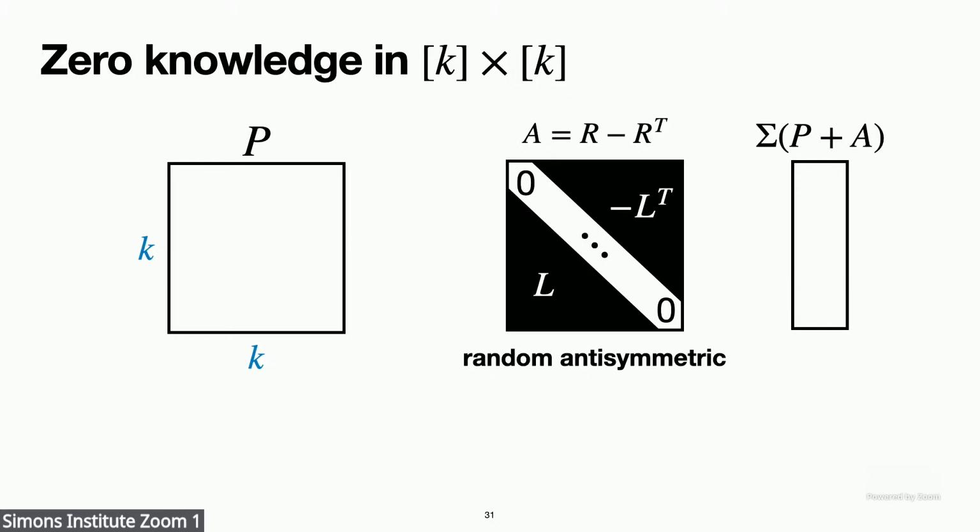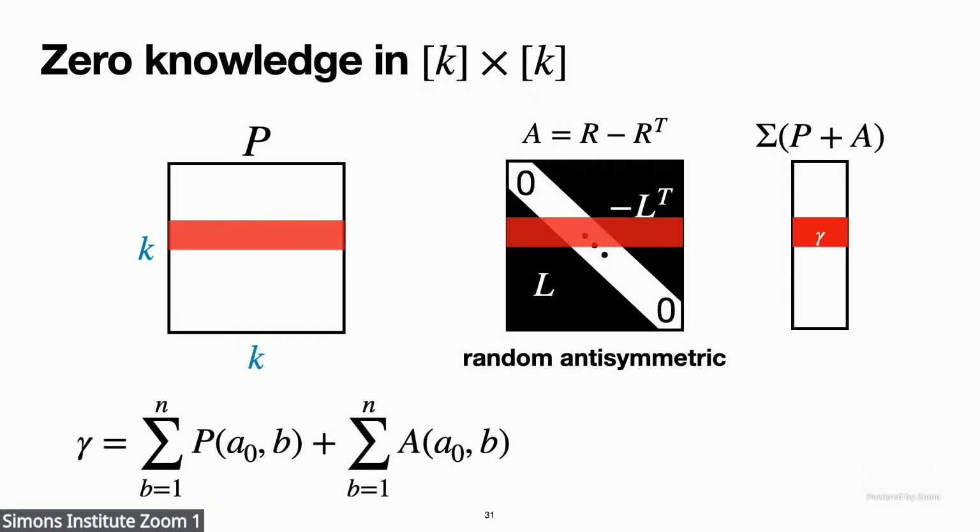I subtract the transpose of that matrix from itself, and I get a random antisymmetric matrix. So it's like some lower triangular L minus L transpose, with zeros on the diagonal. That's what this looks like when I restrict my attention to this K by K part. Now let's say that the verifier comes along and queries sigma p plus a at some point gamma.